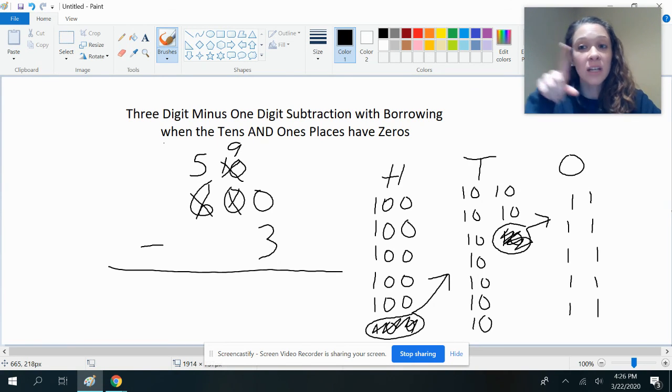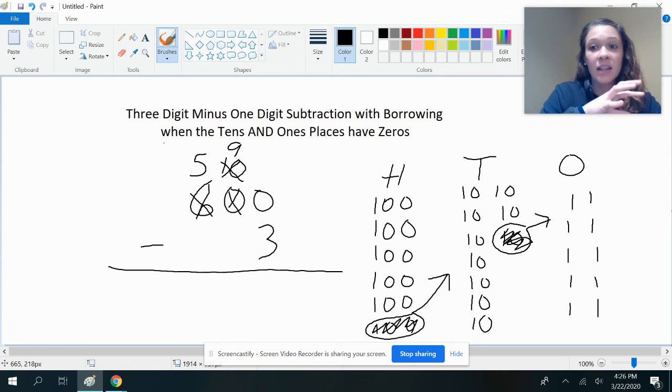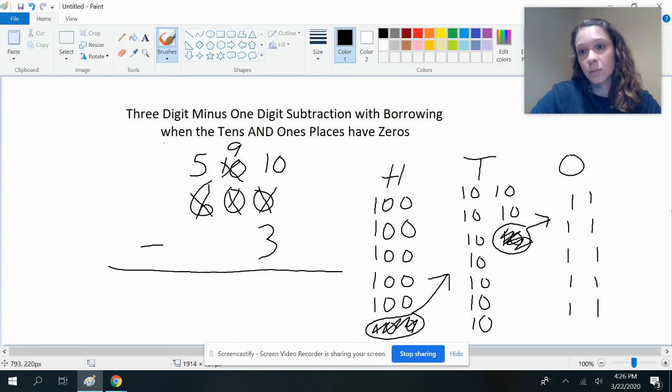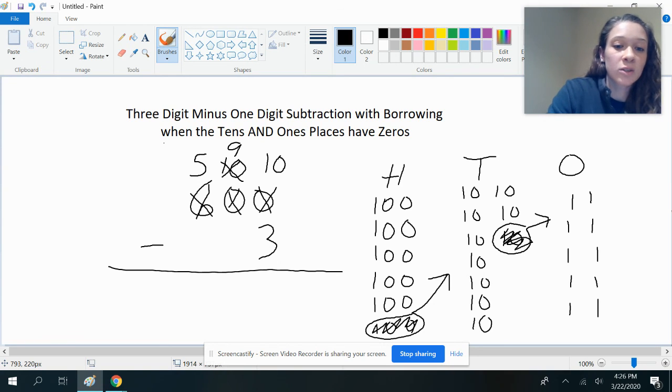And because I had nothing in my ones place, and then I took a 10 and brought it over, what I have now is 10 ones. So 10 above the ones place. Now I have enough ones where I can take away 3. So 10, take away 3. 1, 2, 3 is 7. So 10 minus 3 is 7. I'll write that in my ones place.